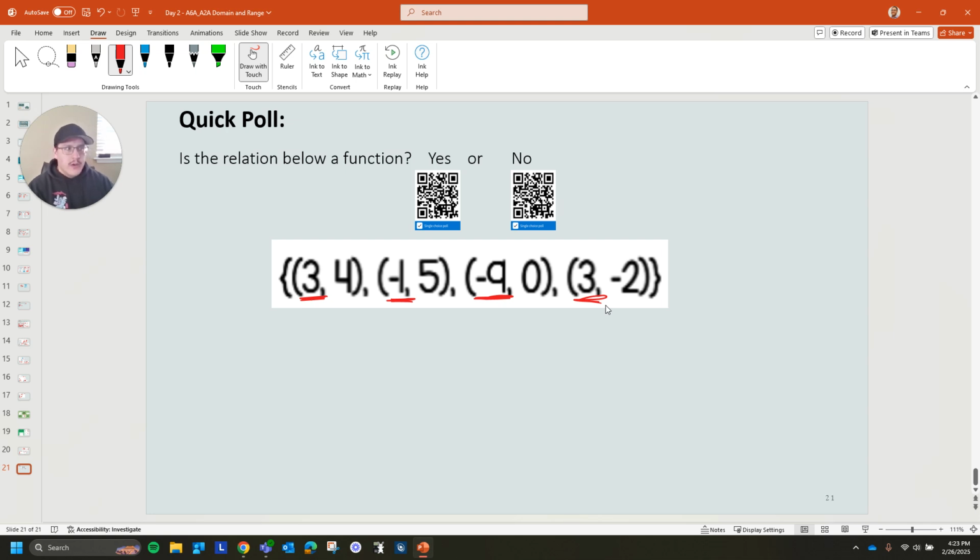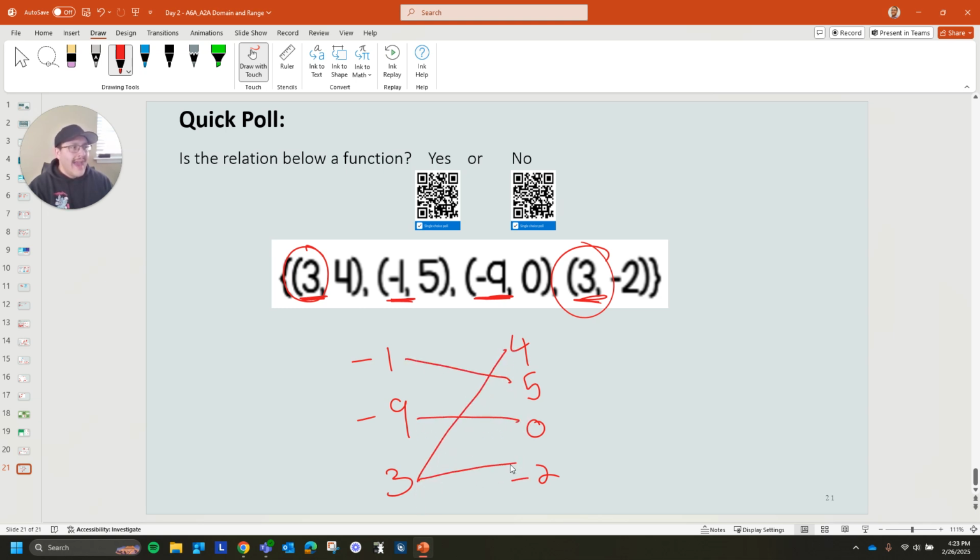Yes, I see a few that are repeated. Well, no, just one set that are repeated. The 3's. Those are repeating. Because essentially, we have -1, -9, and 3, and then we have 4, 5, 0, and -2. -1 goes to 5. -9 goes to 0. And then 3 goes to 4 and -2. So this is not considered a function. No, it is not a function.